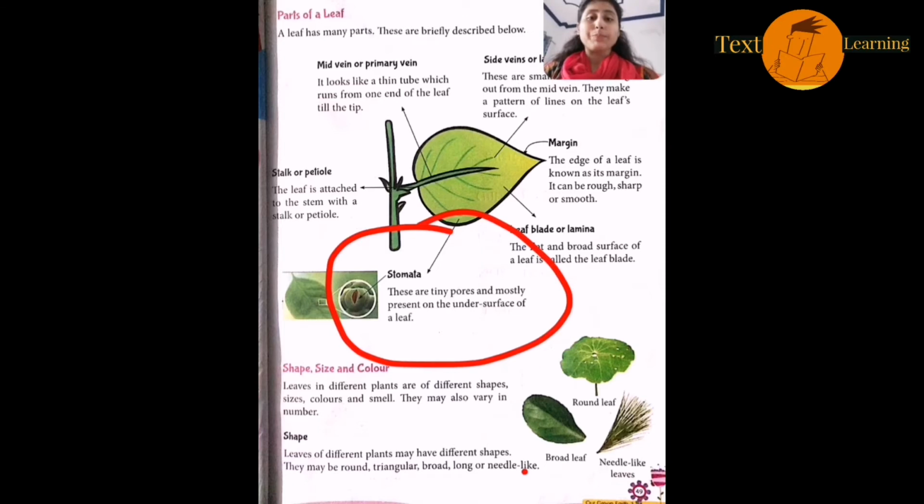What are stomata? These are tiny pores, mostly present on the under surface of a leaf.